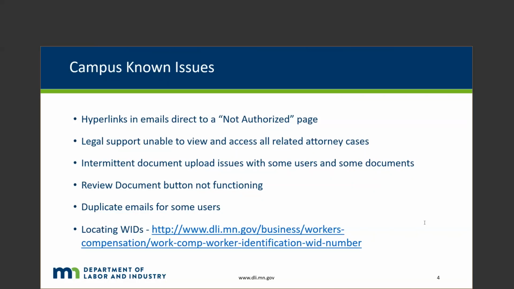The review document button not functioning, and duplicate emails for some users. We're looking into whether somebody signed up for multiple roles and is getting dual emails, or if it's something else. And then locating WIDs. This is something we've talked about, and this is how you do it. We have a link in there, so that's how you're able to locate the WID. So that's some of our known issues.